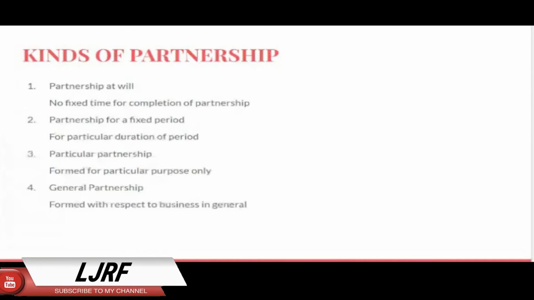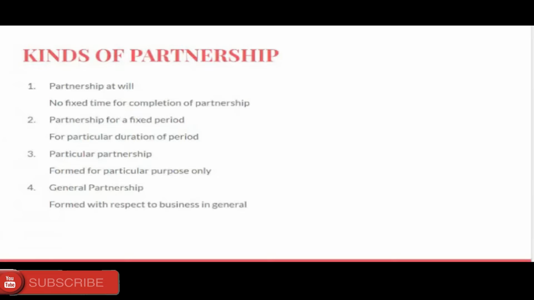It is for a fixed period of time, for a particular duration, say 5 years or 10 years or like that. And another is particular partnership. It is formed for the particular purpose only.